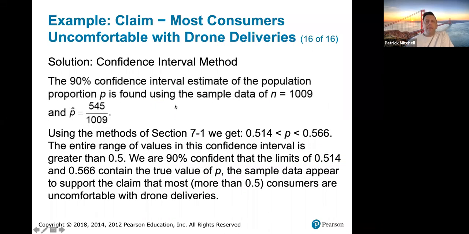All right, so the 90% confidence interval estimate of the population proportion p is found using the sample data n equals 1009 and p hat equals the same thing it was before. The confidence interval is p is between 0.514 and 0.566. So we're 90% confident that that interval contains the true population proportion p. That interval does not contain 0.5, and so this confidence interval would lead us to conclude that the majority of consumers are uncomfortable with drone deliveries.